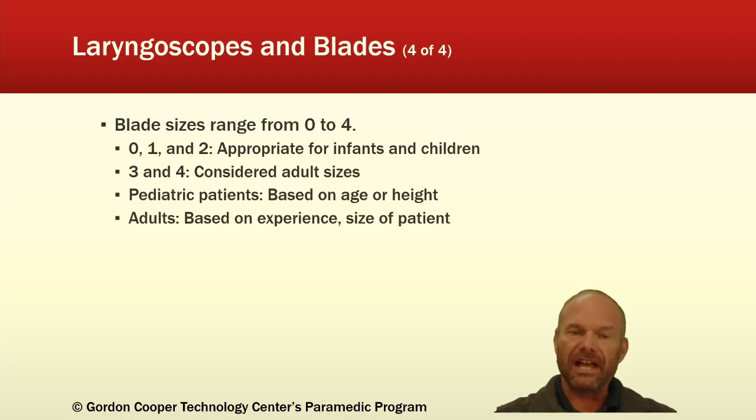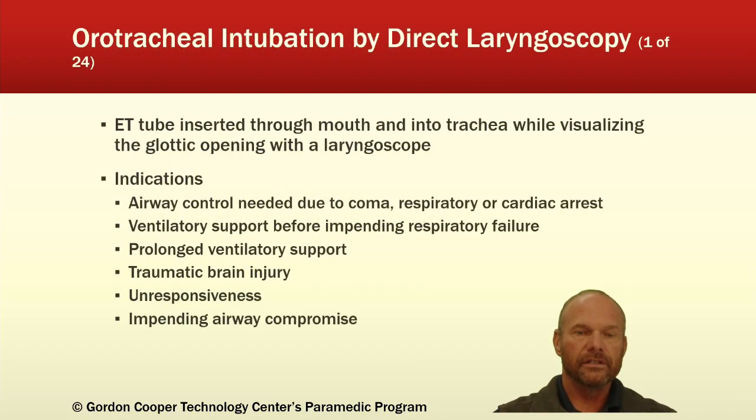Now they come in different sizes, these blades, 0 to 4. Infants are 0, 1, and 2 for infants and pediatrics, and then adults are 3 and 4. Pediatric blade selection: for children, the blade is often chosen based on their age and their height, providing a more tailored fit to them. For adults, the choice depends on the clinician's experience and the size of the patient. So if you have a really large patient, you may need a 4 versus a 3. Just make sure that you're familiar with being able to choose the right blade and what will be needed.